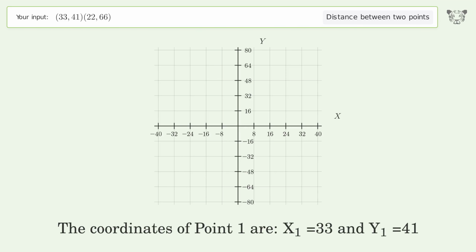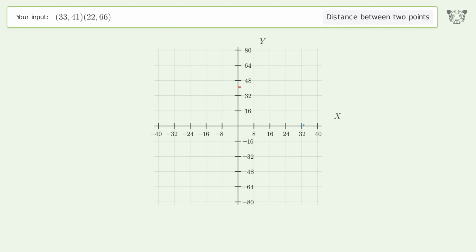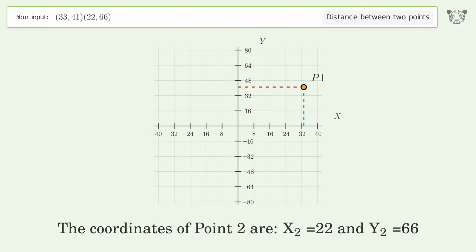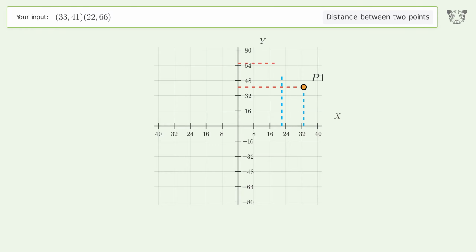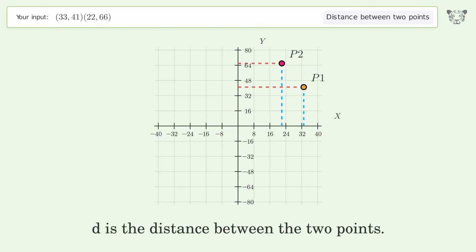The coordinates of point 1 are x1 equals 33 and y1 equals 41. The coordinates of point 2 are x2 equals 22 and y2 equals 66. D is the distance between the 2 points.